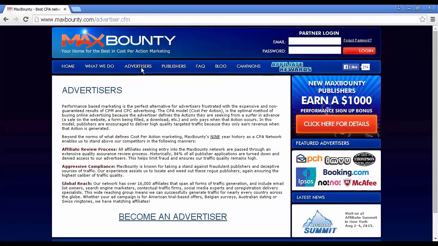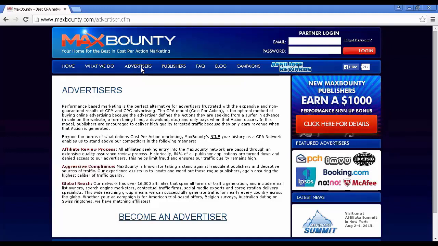the write-up for advertisers does hit all the right notes, and it says here, performance-based marketing is the perfect alternative for advertisers frustrated with the expensive and non-guaranteed results of CPM and CPC advertising. The CPA model, cost per action, is the optimal method of buying online advertising because the advertiser defines the actions they are seeking from a surfer in advance, a sale on the website, a form being filled, a download, etc., and only pays when that action occurs.